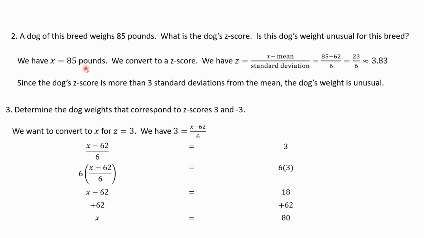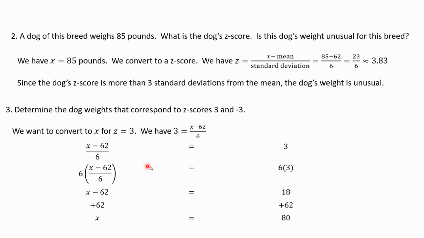The next one here, we want to know the weights, the data values, that is, the dog weights, that correspond to 3 and -3, to those z-scores. So it's really just algebra is what we're doing. Basically, again, we're solving for x, but we're given z. So for 3 here, we have 3 equals x minus 62 over 6. I know we're running low on time. That's why I really want to get through this. So we want to figure out what x is.